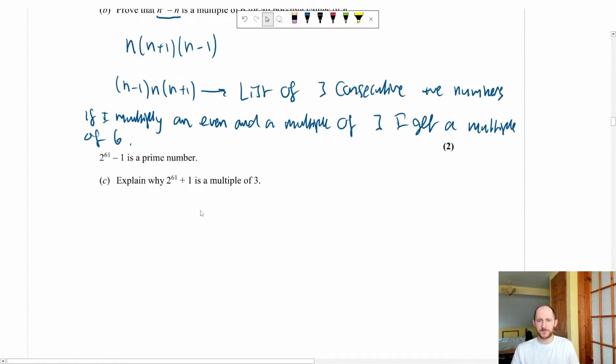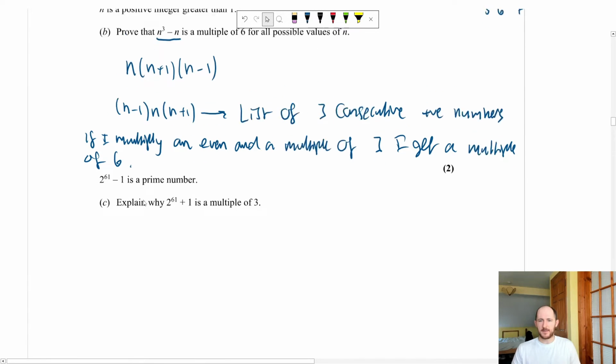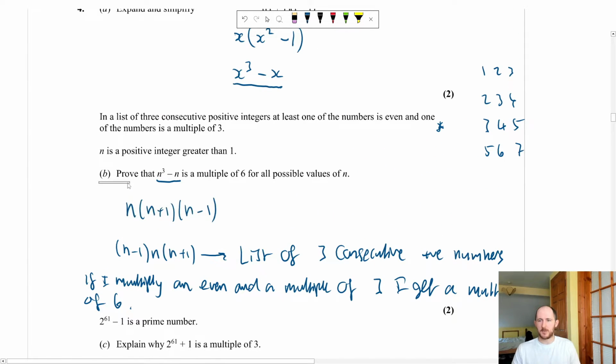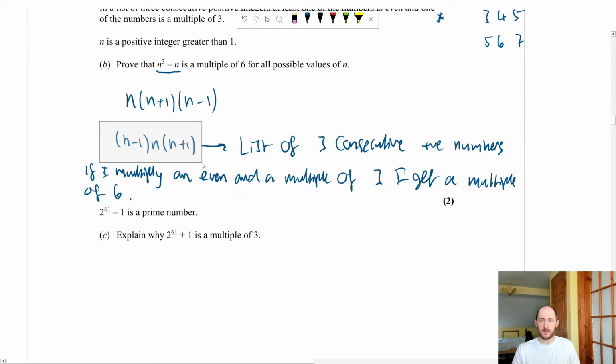Let's go. 2 to the power of 61 minus 1 is a prime number. Explain why 2 to the power of 61 plus 1 is a multiple of 3. Okay. So again, this is going back to this statement up here. In fact, if you really want to be pedantic, it's this one here.